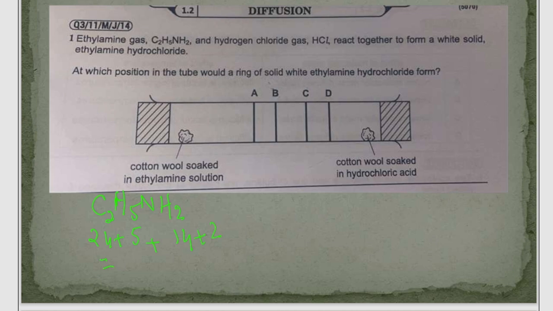So what is the answer? Answer is 45. So molecular mass for this substance is 45, whereas for HCl it is 36.5, because 35.5 for Cl and for hydrogen it's 1, the answer is 36.5. So the movement of the ethylamine gas will be slower than the hydrogen chloride. It will move slowly, and it will move here and make the compound.